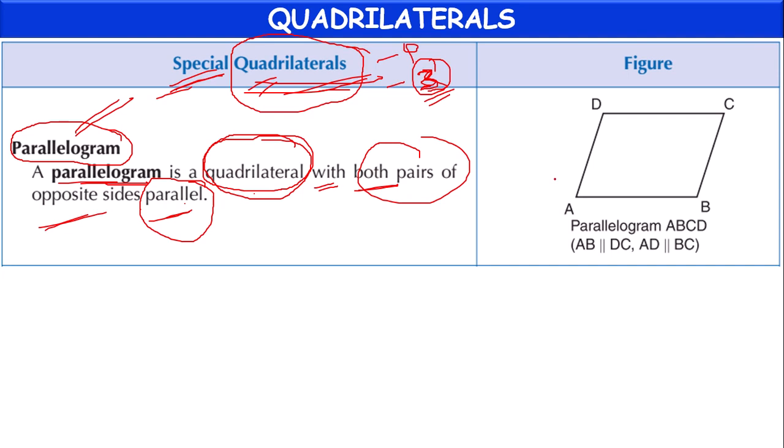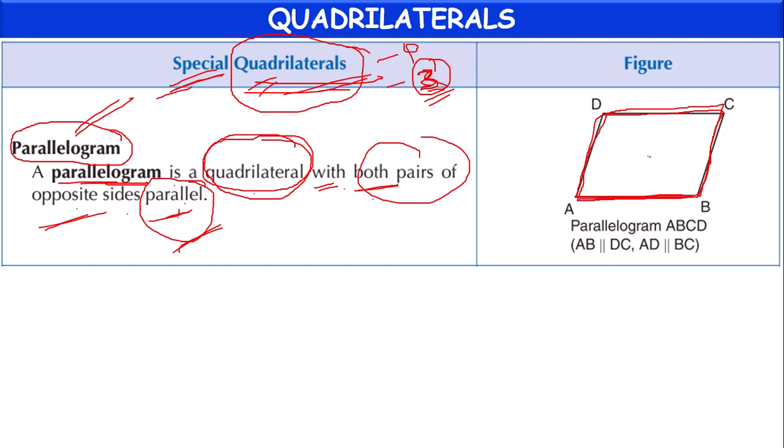So, suppose this is the quadrilateral, because the quadrilateral in which both pairs of opposite sides are parallel, it's called a parallelogram. Before satisfying this condition, we have to call it a quadrilateral. So let's say ABCD is a quadrilateral.